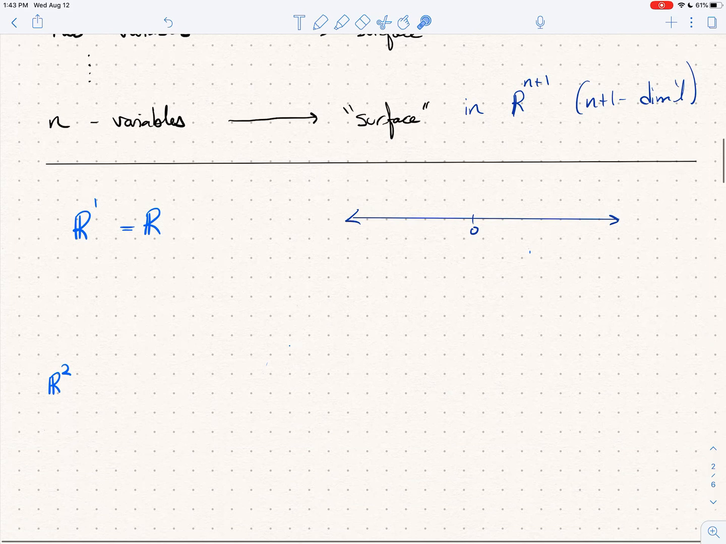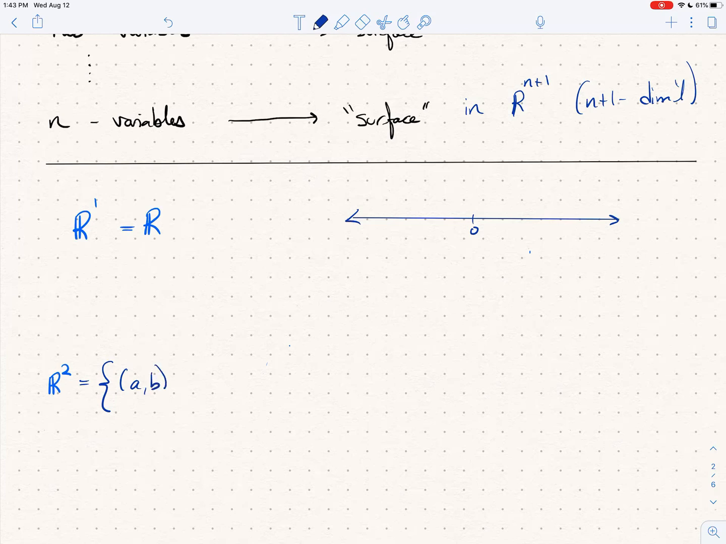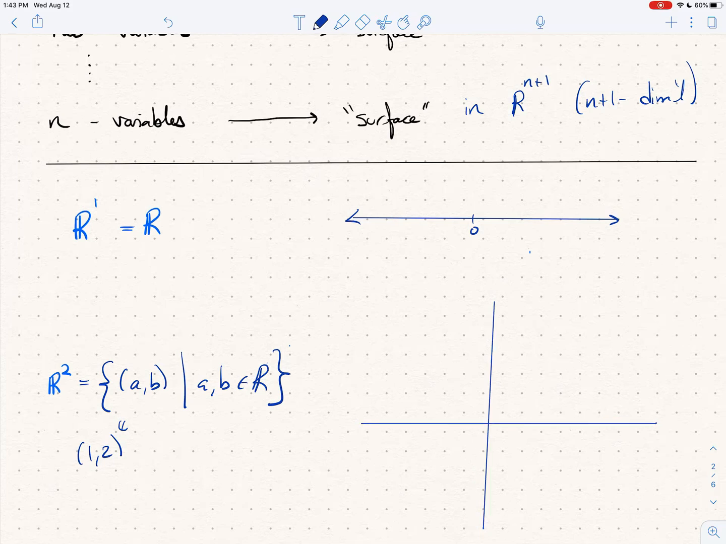When we write down R2, we mean the set of all ordered pairs (a, b), such that both a and b are real numbers. And so, for example, the point (1, 2) would be in R2. That's in there because 1 is a real number, 2 is a real number. You can visualize R2 as just the two-dimensional plane that you're used to. We usually denote this axis with x and this one with y.